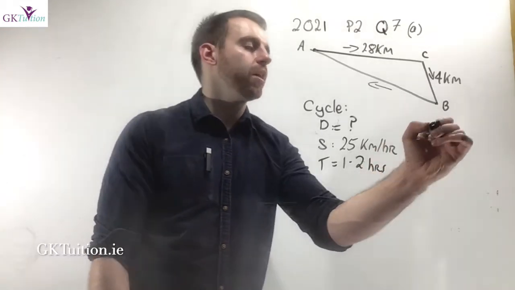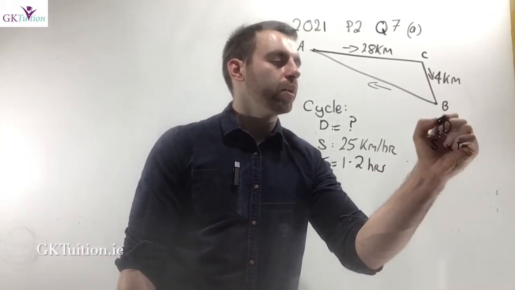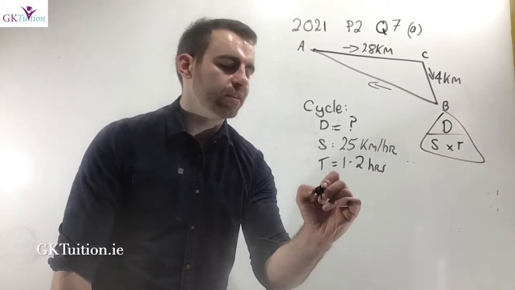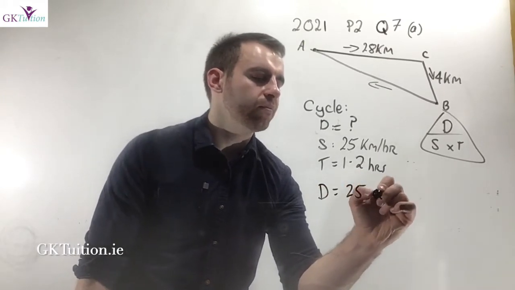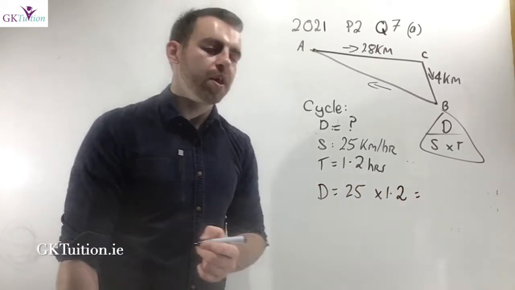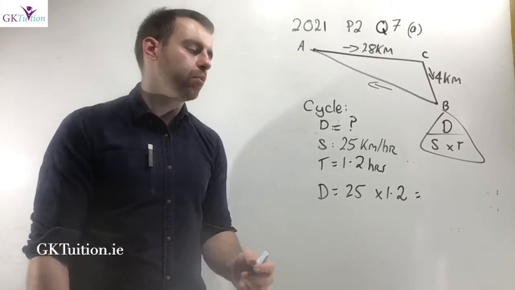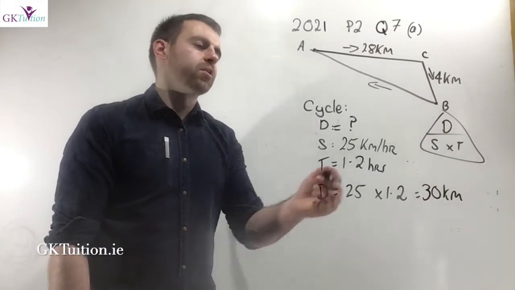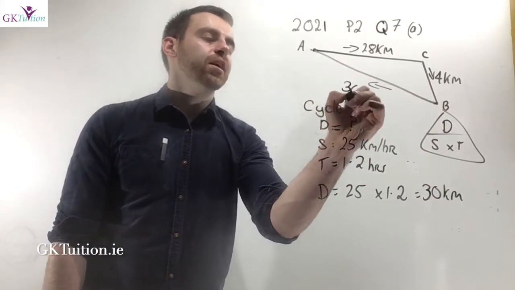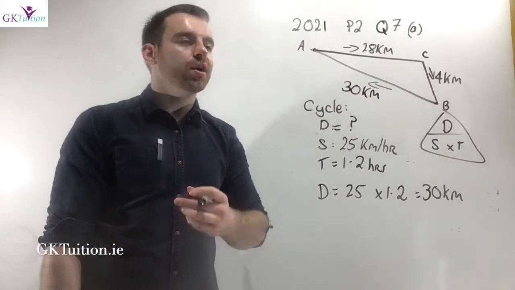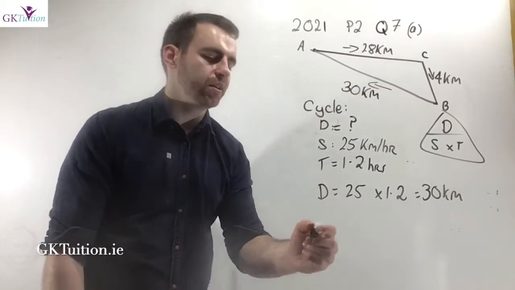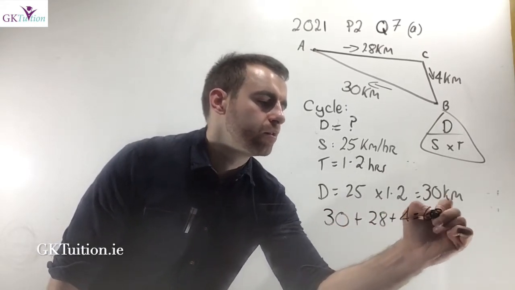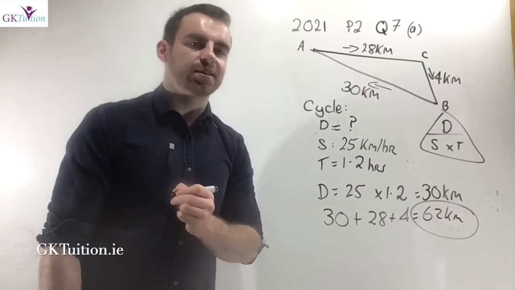Think back to that triangle we used in question 5. To work out your distance, it's simply speed multiplied by time. So the distance that she has to cycle is 25 multiplied by 1.2. And if we plug that into our calculator, 25 by 1.2, the distance she travels on the bike is 30 kilometers. So that simply tells me the distance from B to A is 30 kilometers. And the question was to add them all up and prove they add up to 62. In this case, 30 plus 28 plus 4, the total distance traveled in the triathlon is clearly 62 kilometers.